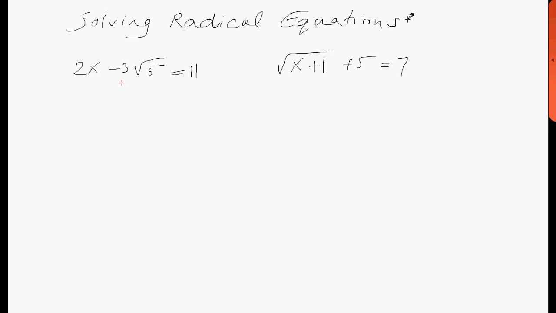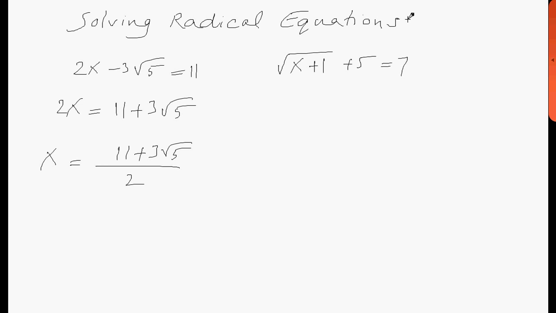So how do we solve this one? You just isolate x. So you move the 3 radical 5 to the other side. You get 2x equals 11 plus 3 radical 5. Then you divide both sides by 2. You get x equals (11 plus 3 radical 5) over 2. And that's it.